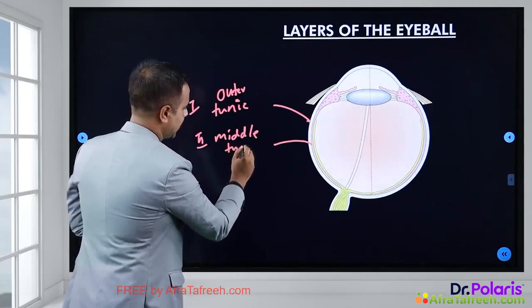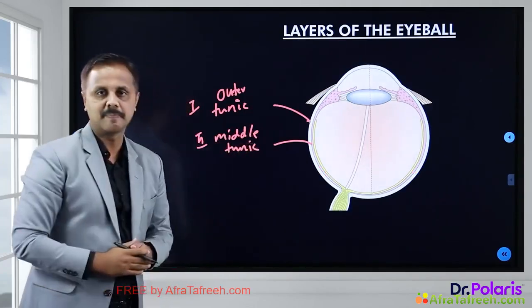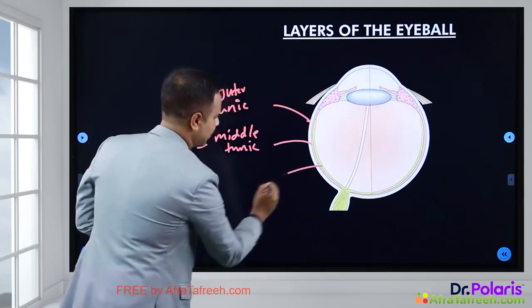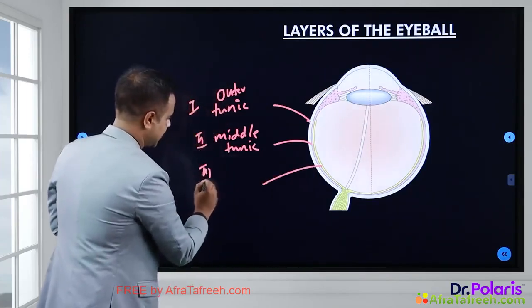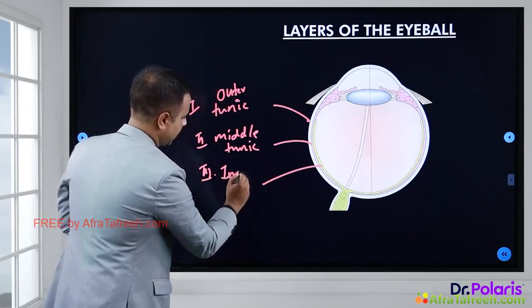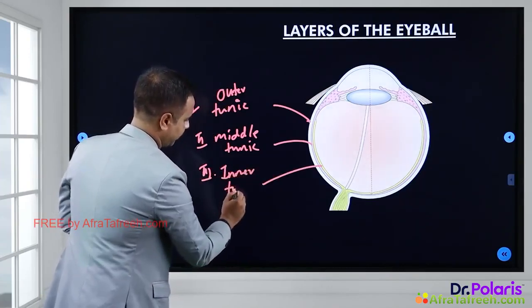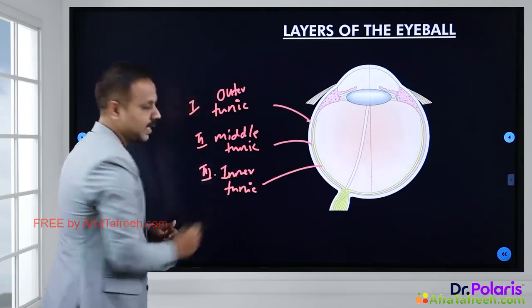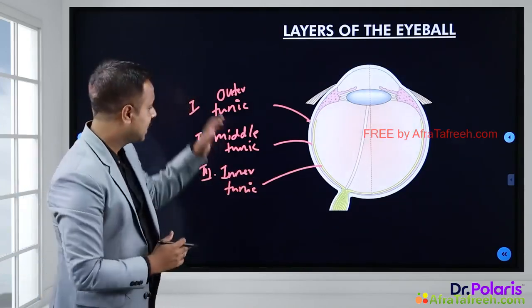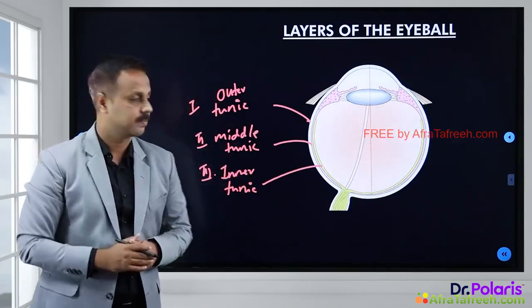Tunic is nothing but layer. Then we have the innermost. This is referred to as the third layer or the inner tunic. Let's try to understand how exactly these layers are formed.